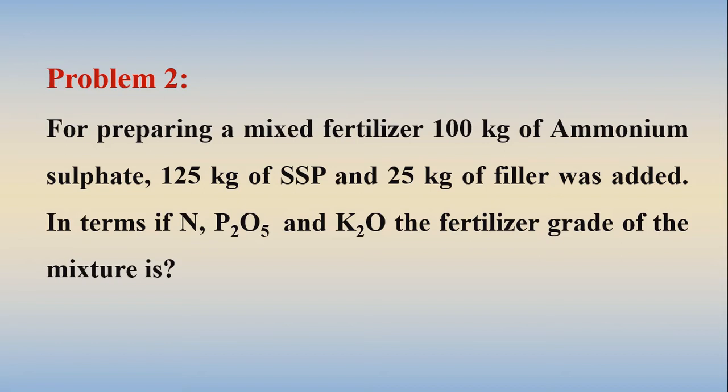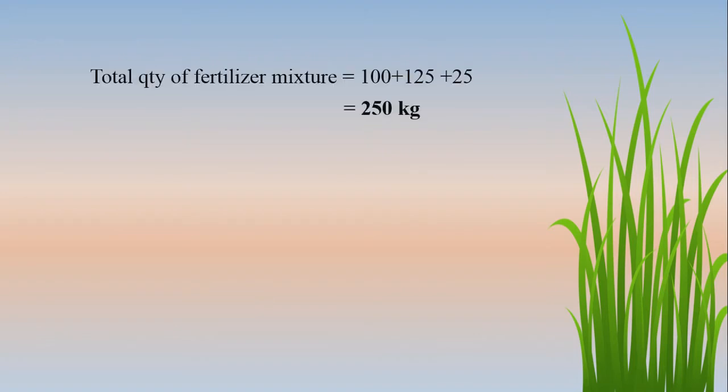In this problem, first you have to calculate the quantity of the mixed fertilizer which they have prepared. It means that they have used 100 kg of ammonium sulfate, 125 kg of SSP and 25 kg of filler. So if you add it, you will get 250 kg. Means they have prepared 250 kg of mixed fertilizer.